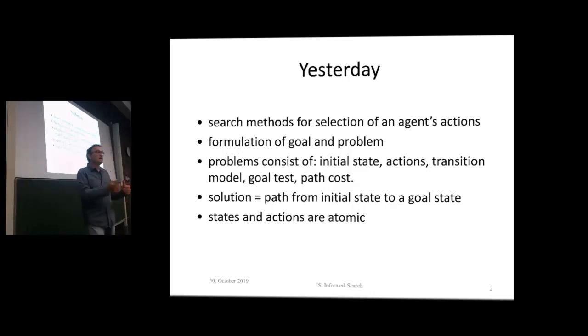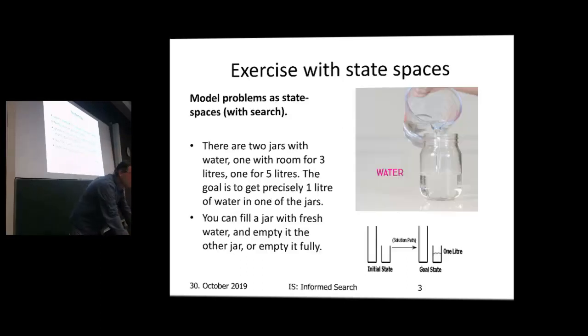So yesterday we looked at search methods for agent actions. We formulated goals and problems. So now let's see how we do that in practice in a specific problem that you want to address. And the problem is that you have two jars. One where there's room for 5 liters, one where there's room for 3 liters. And you can fill up the jars to the full, both of them. And you can pour the water from one of the jars to the other one. And the goal is to have 1 liter in one of the jars.